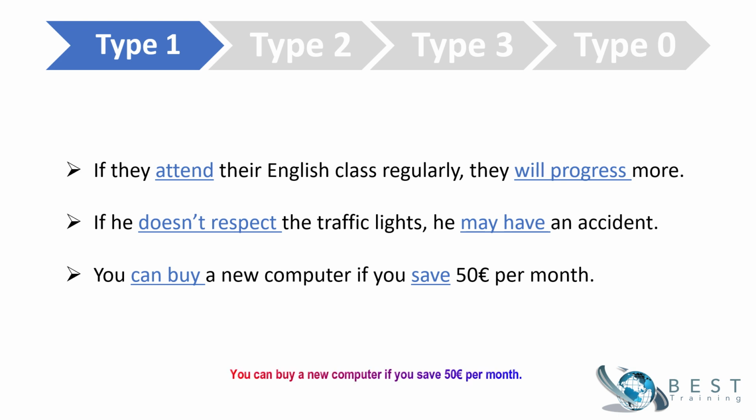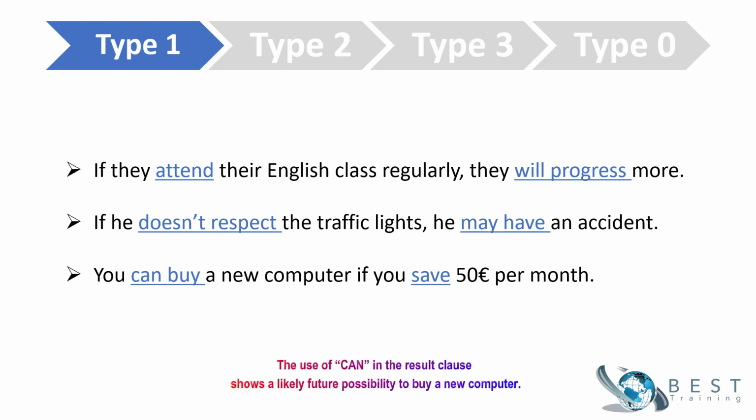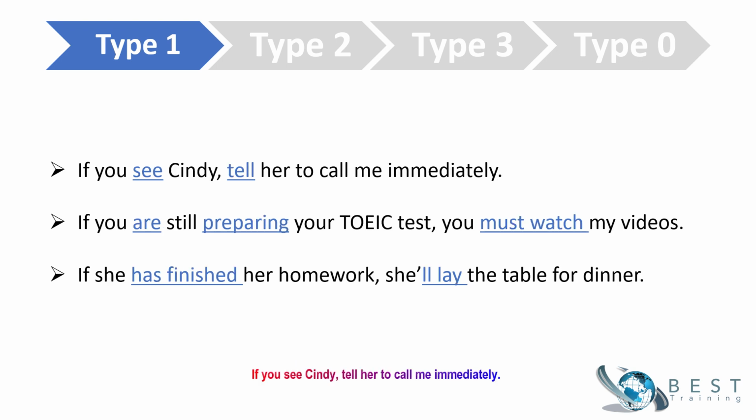You can buy a new computer if you save 50 euros per month. As you can see, we can inverse and put if clause at the end of the sentence. The meaning doesn't change, but we didn't use a comma. The use of can in the result clause shows a likely future possibility to buy a new computer. If you see Cindy, tell her to call me immediately.